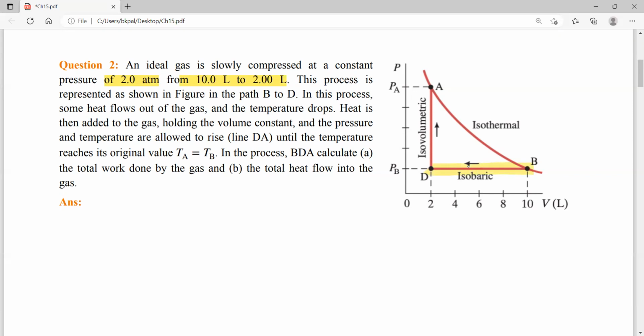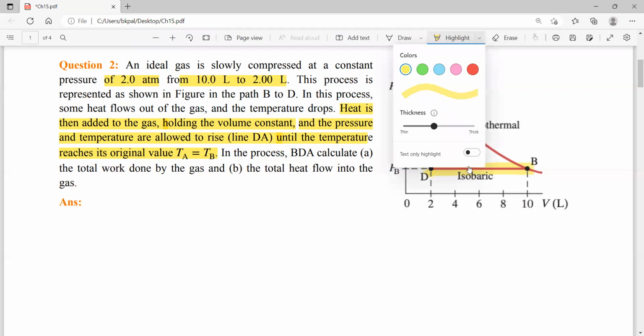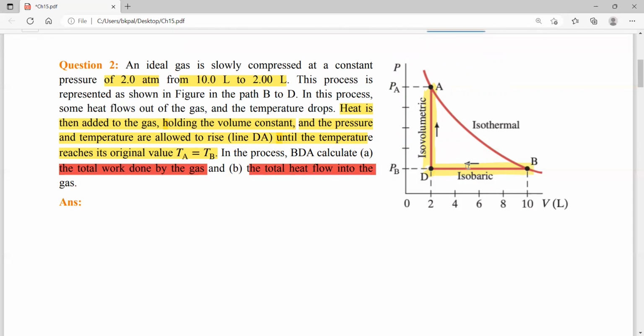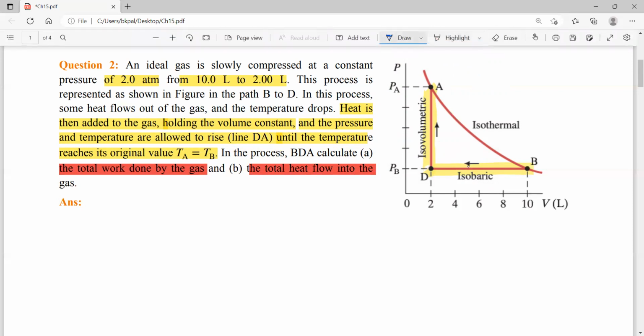In this process some heat flows out of the gas and the temperature drops. Heat is then added to the gas, holding the volume constant, and the pressure and temperature are allowed to rise, line DA, until the temperature reaches its original temperature TA. We have to calculate for the BDA process the total work done and then the total heat flow into the system. So first we have to calculate the work done.